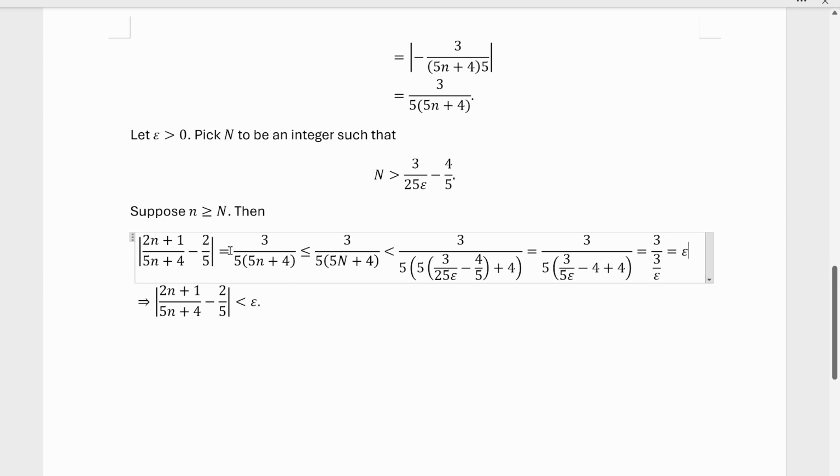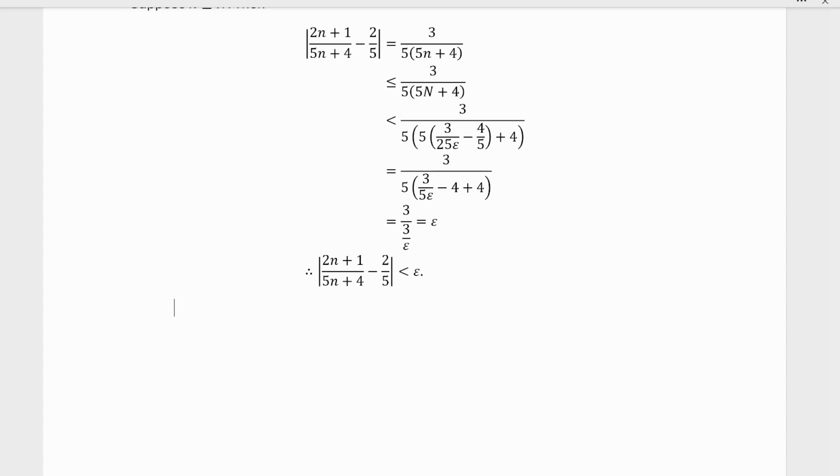We'll just add a final concluding sentence to finish the proof, or maybe break the lines in this deduction to make things look nicer. And here's the final concluding sentence. By the definition of limits, or by the definition of convergence, the limit is 2 over 5. And we add the square symbol at the end to signify the end of the proof.